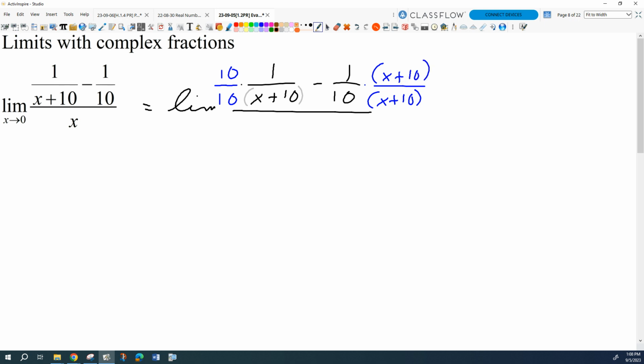Right? That's just algebra. And then on the bottom, we've got an x, and we're taking the limit as x approaches 0, right? Okay, we good? Okay. So what's that give us on top?